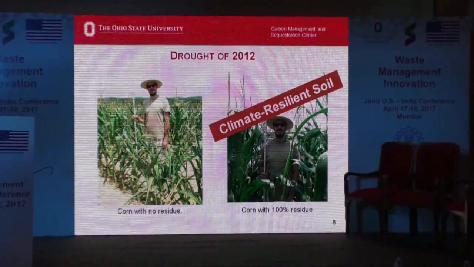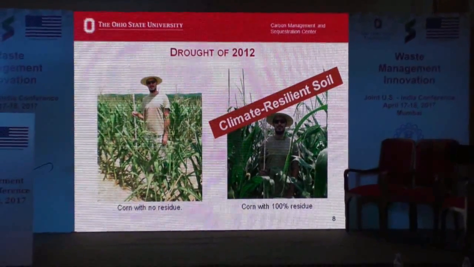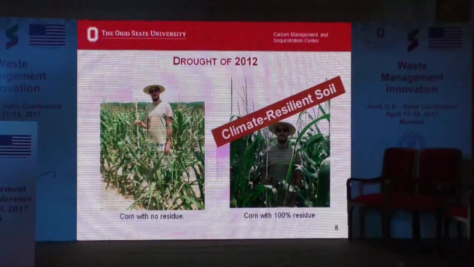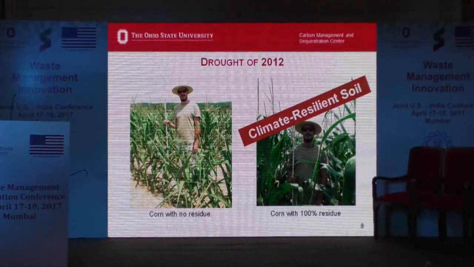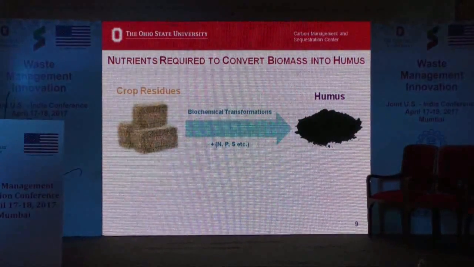So when you say what is the climate resilient agriculture, that's one on the right side. Leave the crop residue in. Make sure you feed the land. Feed the land to feed the people. And that's an important philosophy behind it.